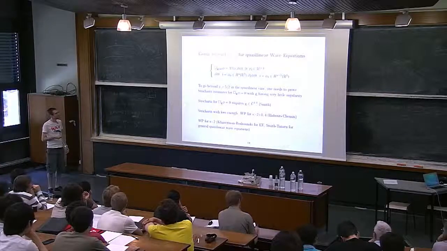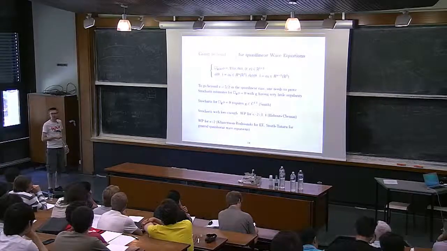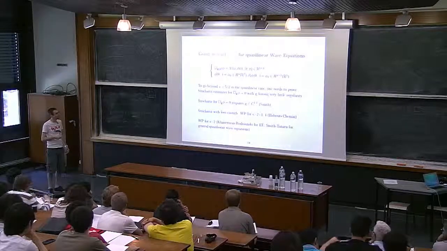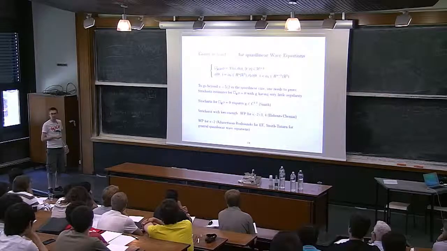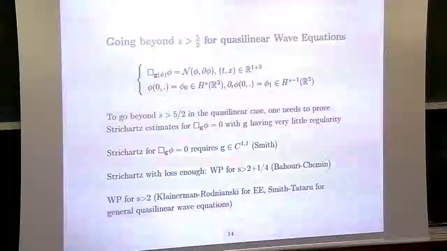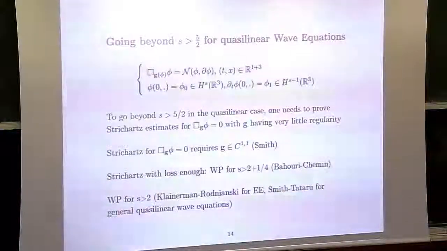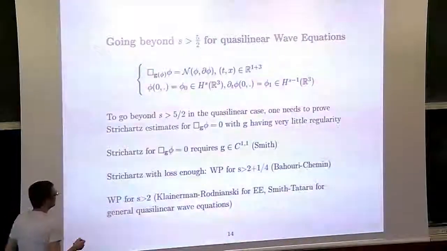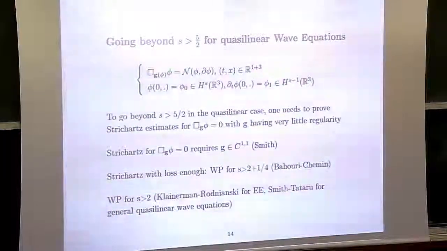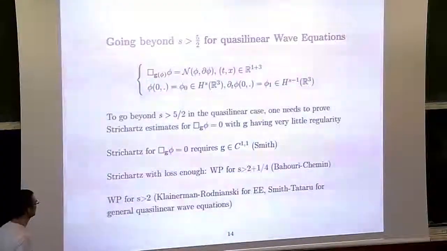In particular, if phi is below 5/2 plus epsilon, and 5/2 plus epsilon is Lipschitz regularity for g, then if you're going below Lipschitz regularity, it means that here you have to prove a Strichartz estimate with g, which is not even Lipschitz. So that's a very, very weak assumption. And also, the other problem is that the proof of Strichartz estimates for the flat wave equation relies heavily on the fact that you can take the Fourier transform. So you have to do a whole different proof, of course. Anyway, so you have to prove this.